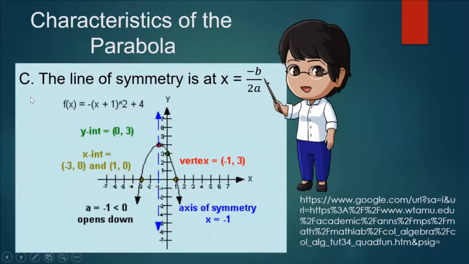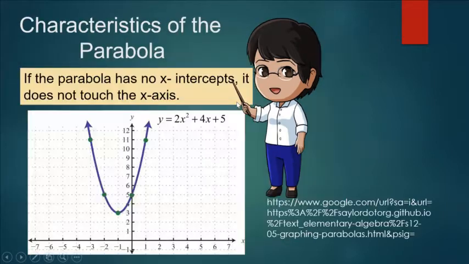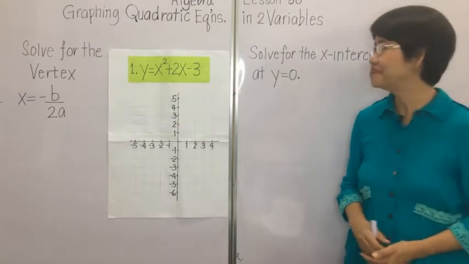Letter C. The line of symmetry is at x is equal to negative b over 2a, and this is the line of symmetry, this blue line, which passes through the vertex of the parabola. Letter D. The x-intercept is at y equals 0. And letter E. The y-intercept is at x equals 0. If the parabola has no x-intercepts, it does not touch the x-axis. Let's do the graphs. We will be graphing parabolas today.